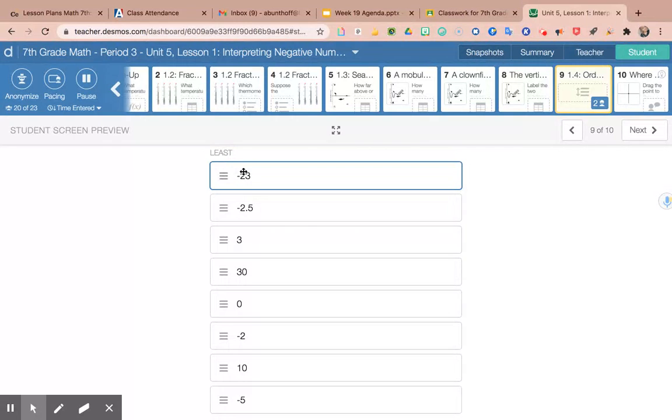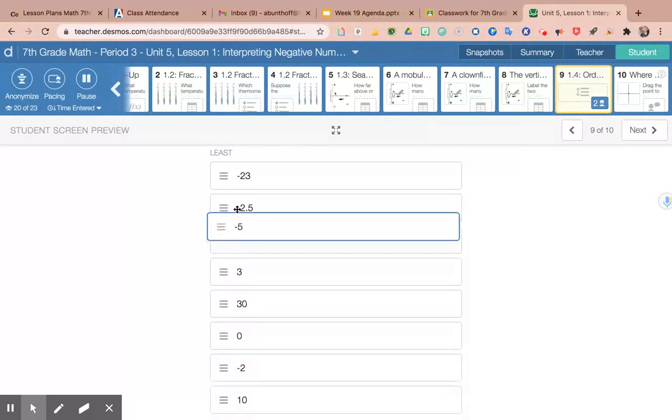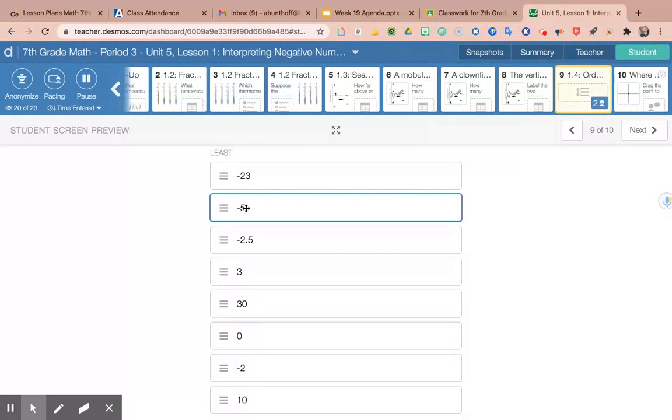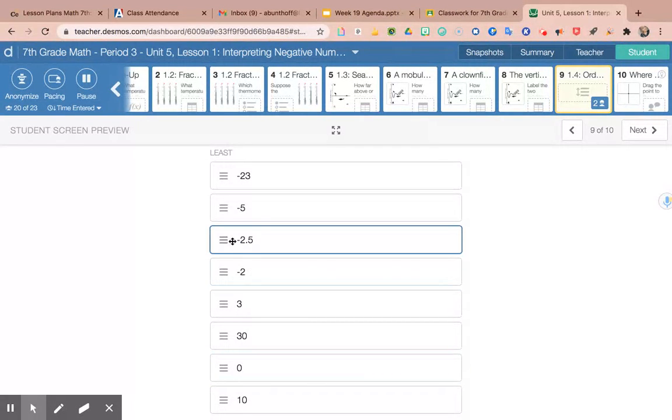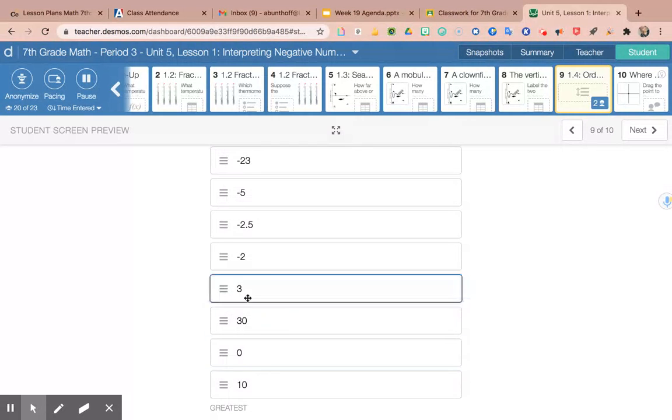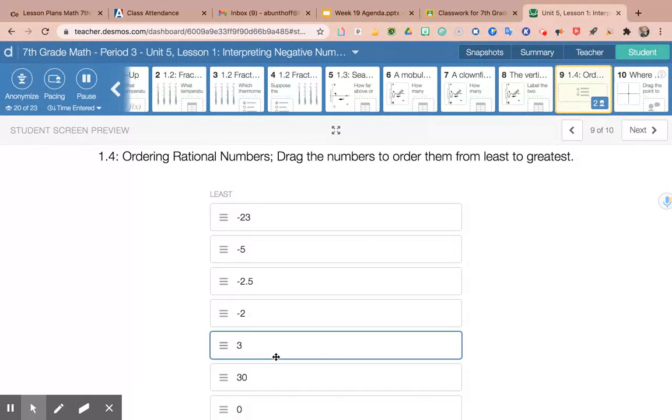So -23 would be the smallest. And then -5 would be the next smallest. And then be careful with these two. -2.5 is further down the negative side than -2. So -2.5 is actually smaller. It's further down the negative side than -2. And then I'll let you guys finish ordering the big ones because you guys already know.